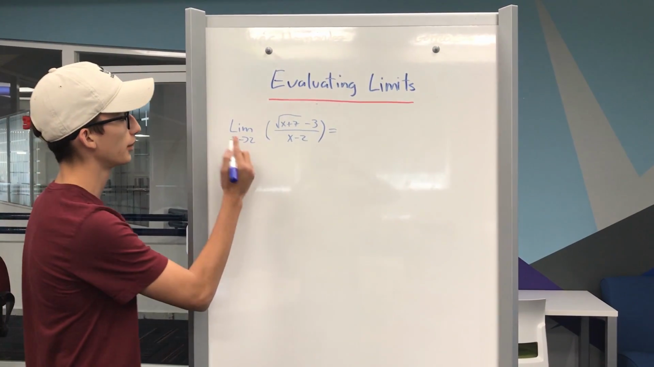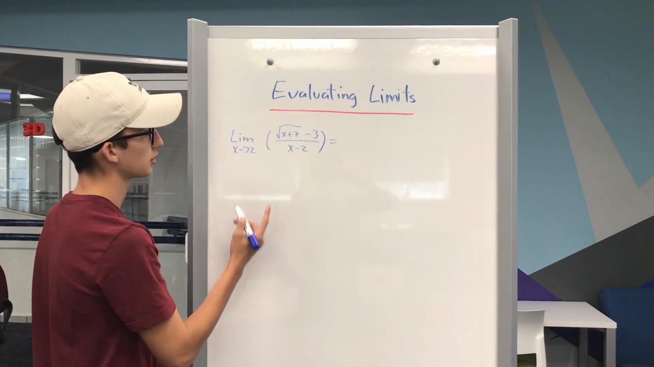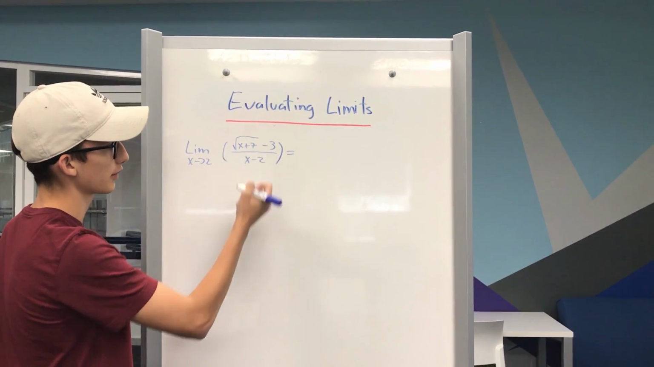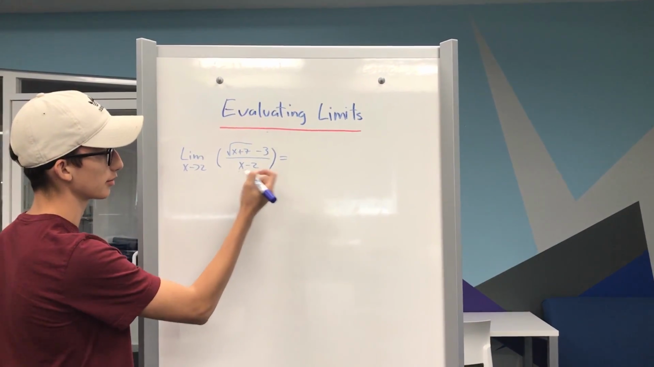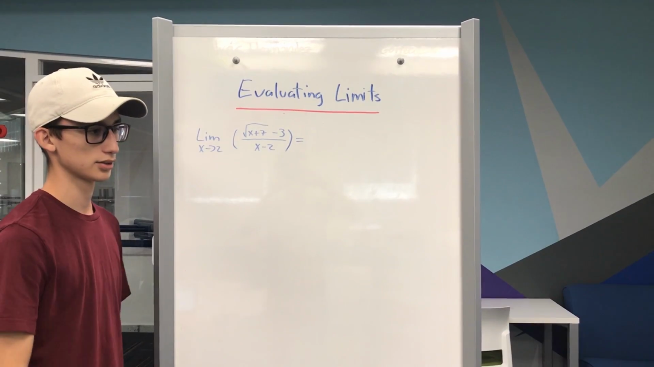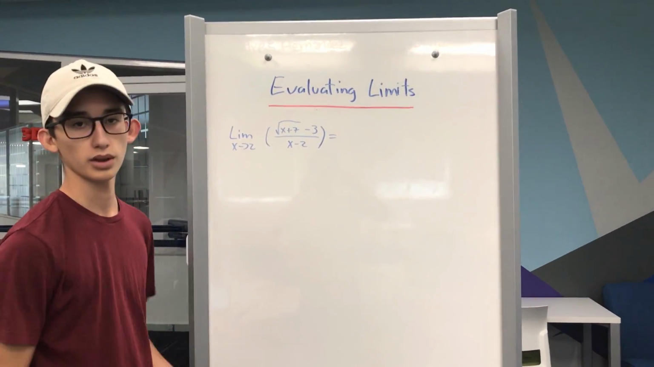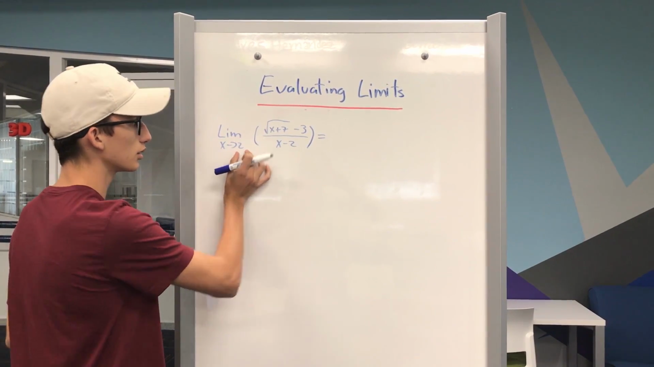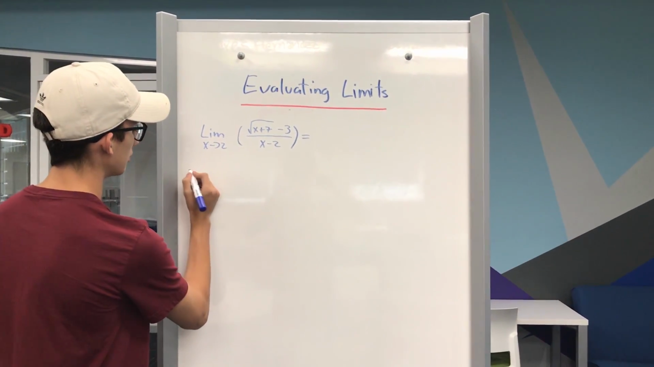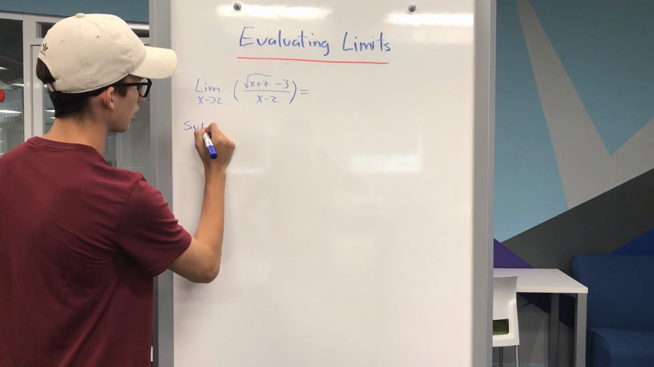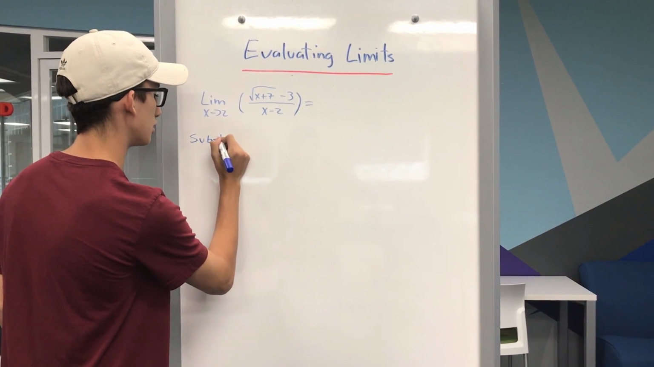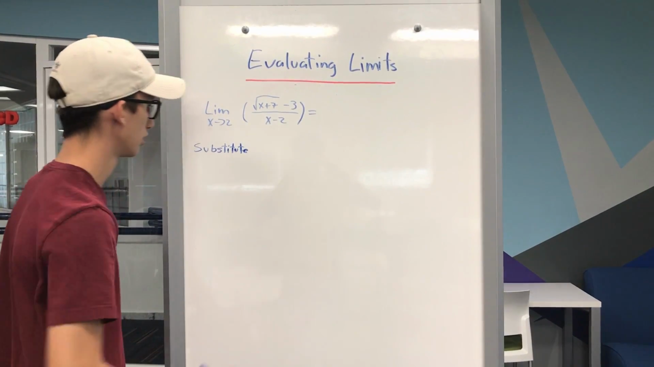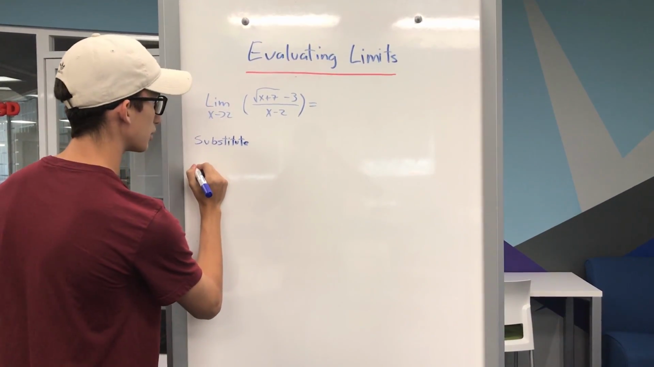So we have the limit as x approaches 2 of the square root of x plus 7 minus 3 over x minus 2. To find this answer, first we need to know if there's a problem. So we're going to substitute this one in this one. There's the place where we are going to substitute.